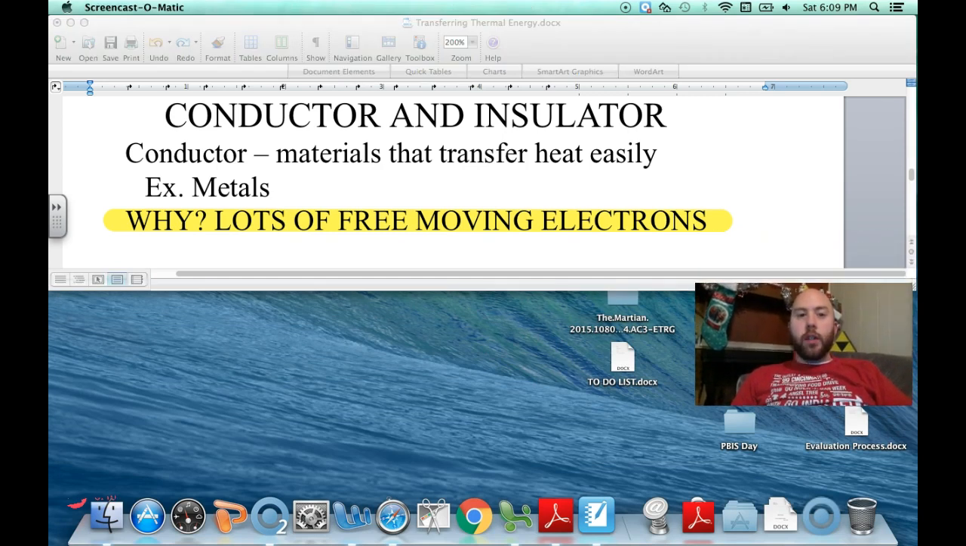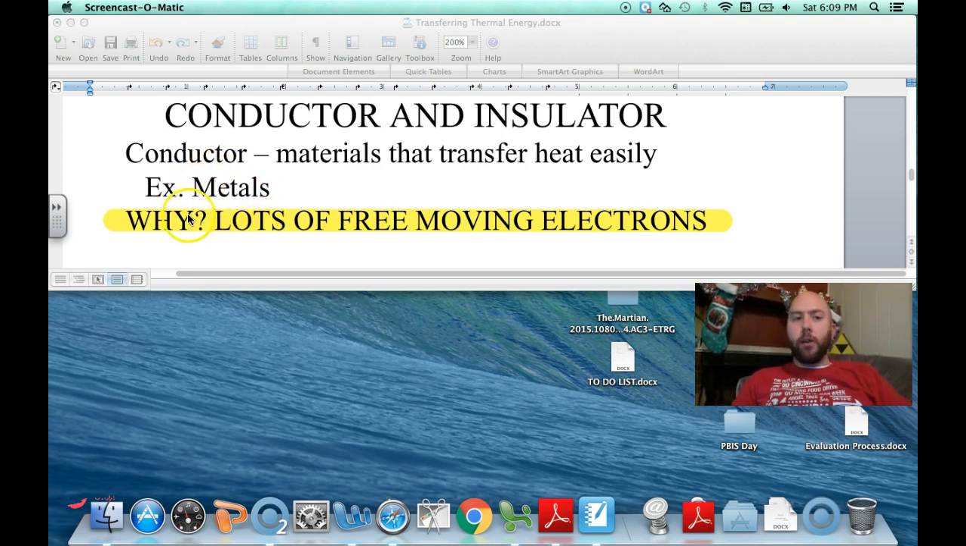So a conductor is materials that transfer, and when I say conductor, I mean a thermal conductor. Because there are also things that conduct electricity, but not everything that conducts electricity conducts thermal energy. So I should have written thermal conductor here. A thermal conductor is materials that transfer heat very easily, like metals. Glass is an example of a very good thermal conductor, but a very poor electrical conductor. But metals and glass are good thermal conductors.